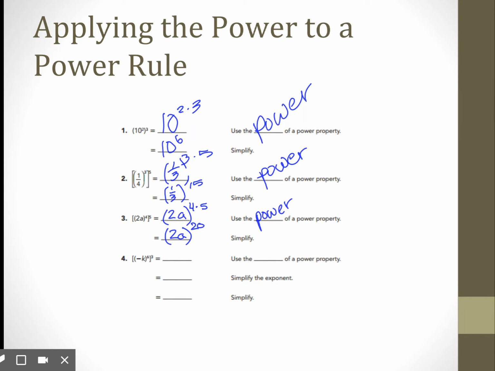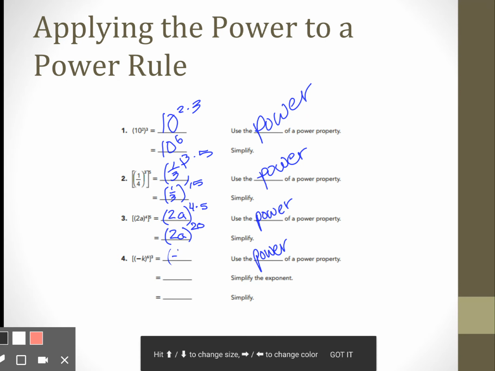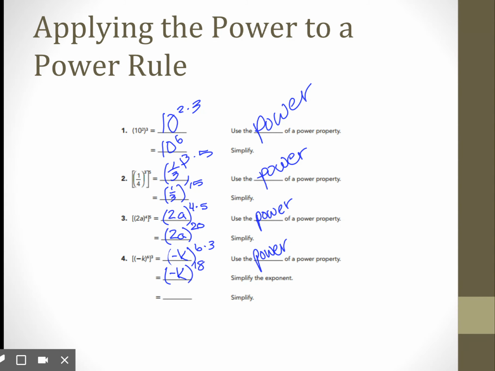Lastly, number 4, I'm dealing with a negative variable of k raised to the 6th power, then to the 3rd. So I'm going to use the power of a power property. So I have negative k to the 6 times the 3rd power, which becomes negative k to the 18th power. Because 18 is even, we can go even further and simplify that to now a positive k to the 18th power.